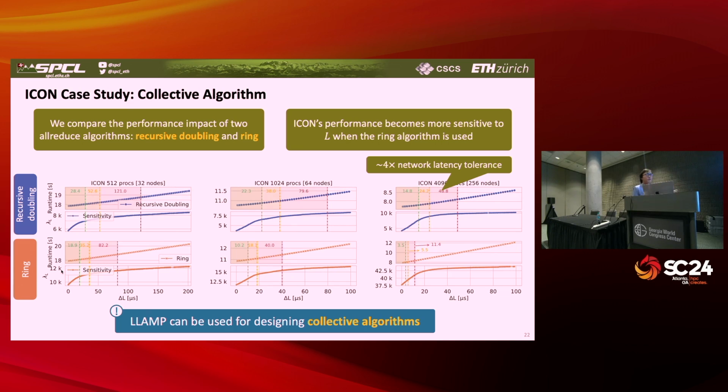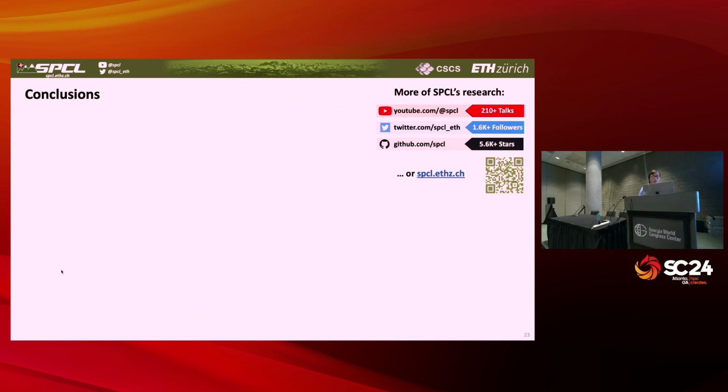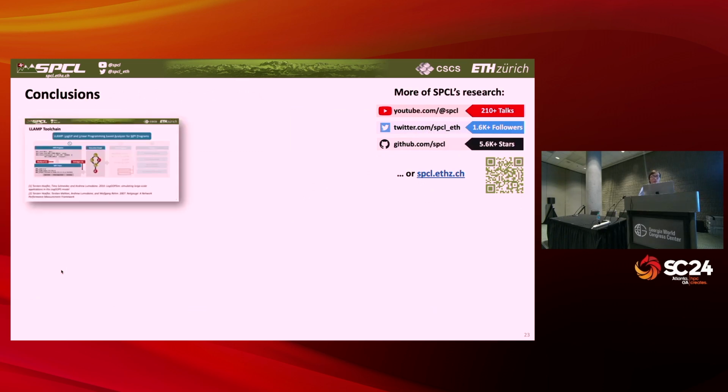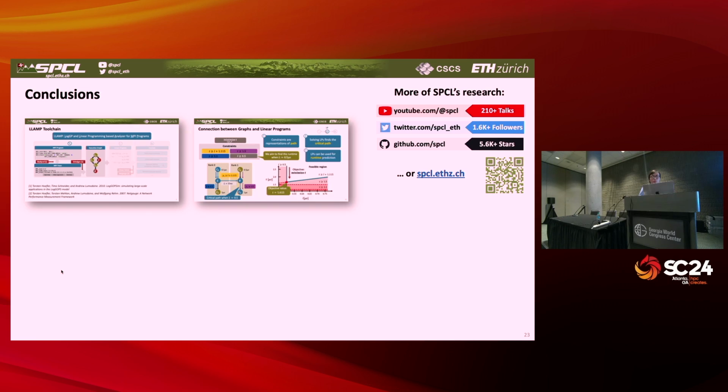So in this case, we showed an example that demonstrates the potential of using LAMP, our toolchain, for designing and optimizing collective algorithms in real applications. To conclude, in this work, we developed the LAMP toolchain, which is based on the novel idea of using linear programming to perform sensitivity and performance analysis of MPI applications.